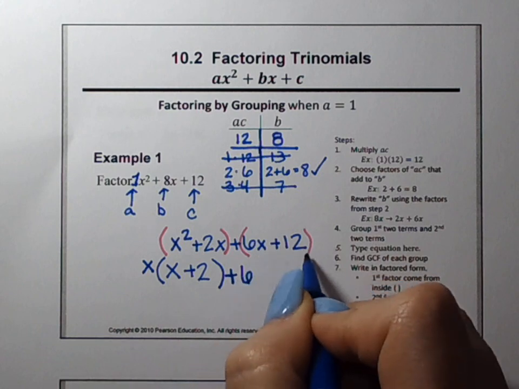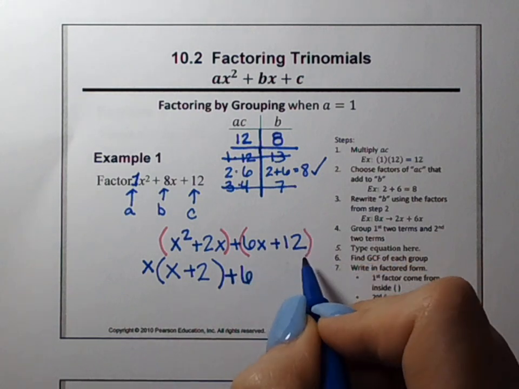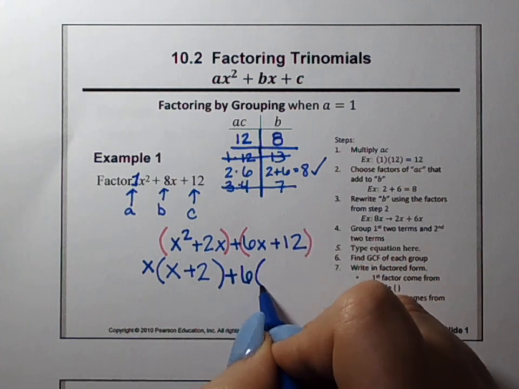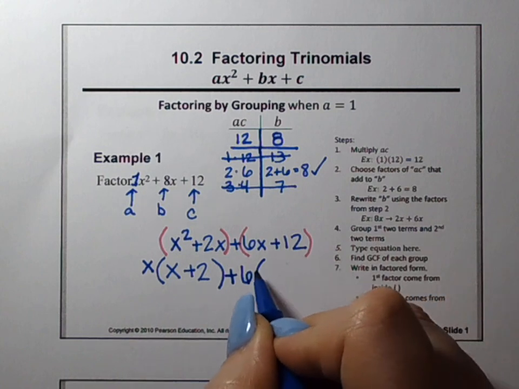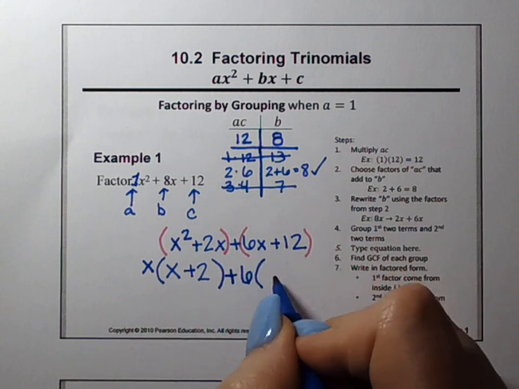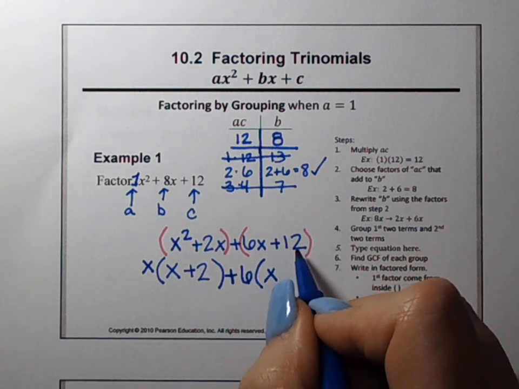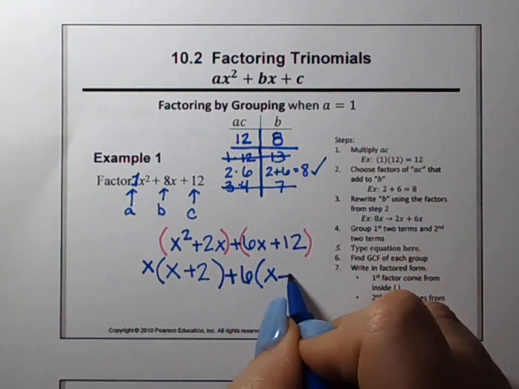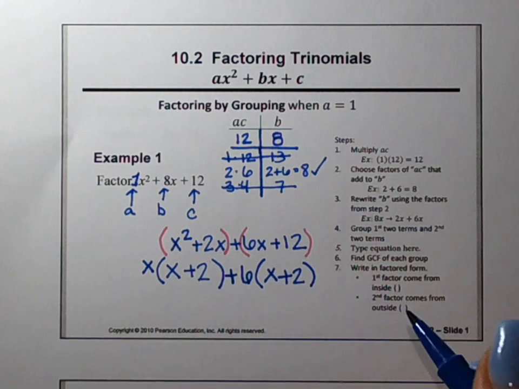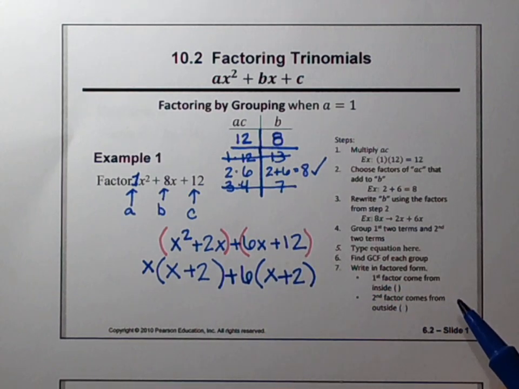They don't share a variable in common, so I'm not going to be able to factor out a variable. So I'm going to open my parentheses, and 6 times what will give me 6x? Well, 6 times x gives me 6x. And 6 times what gives me 12? 6 times 2, so it's a positive 2.